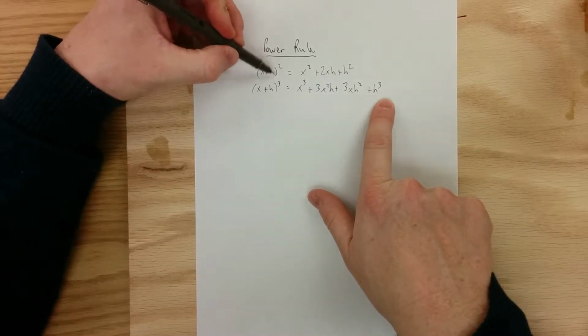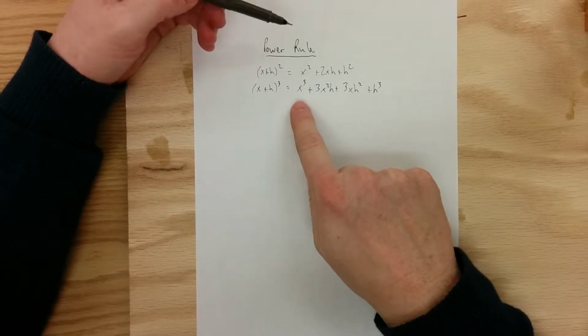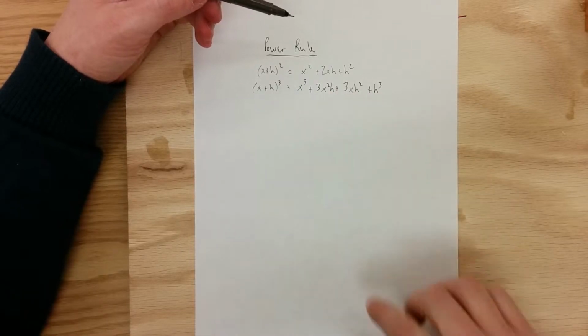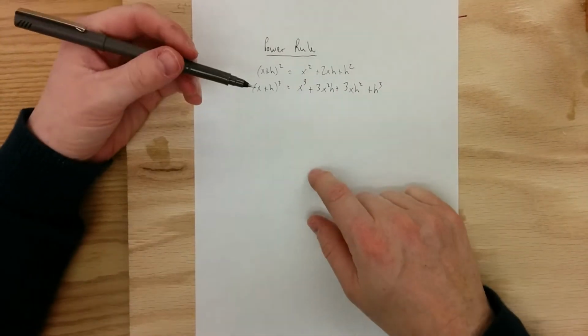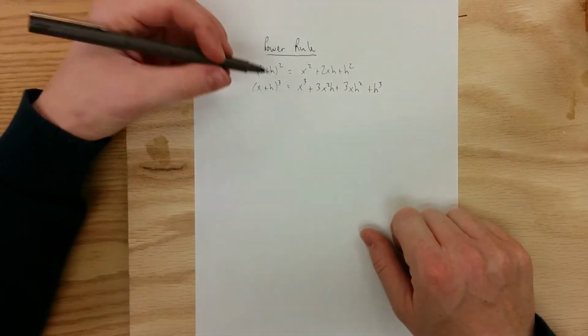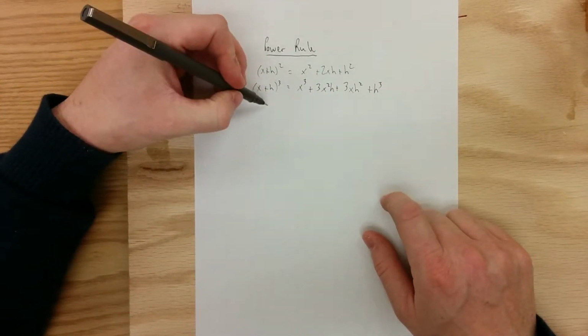The second one is the power of h, and the power of h increases by 1 every term: 0, 1, 2, 0, 1, 2, 3. Now, the third one is the coefficient. The coefficient of each term corresponds to a couple of things.